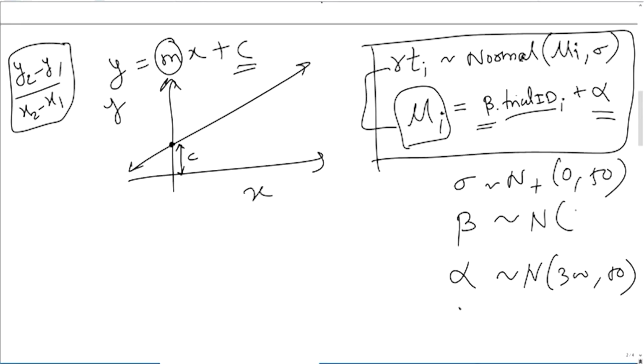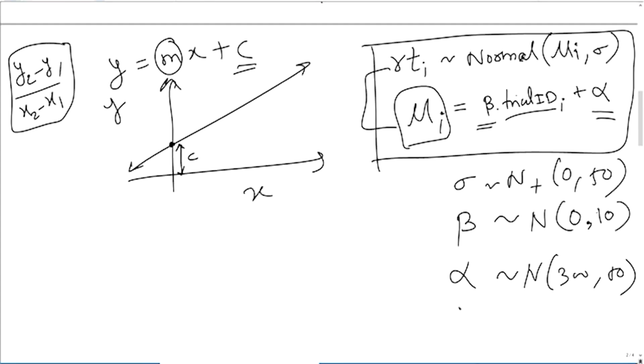So that means you can set up a prior like this. So let's say normal 0, 10 or 0, 20. Let's say 0, 10 is fine. What it tells you is that average reaction time can change by what amount? Somewhere between minus 20 to plus 20 milliseconds with respect to trial ID, right?